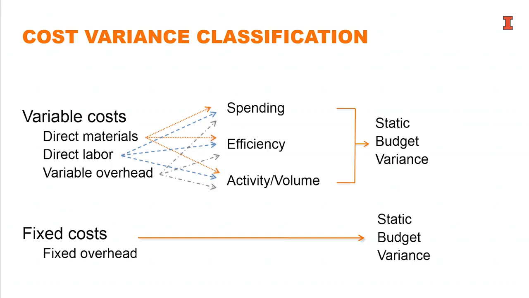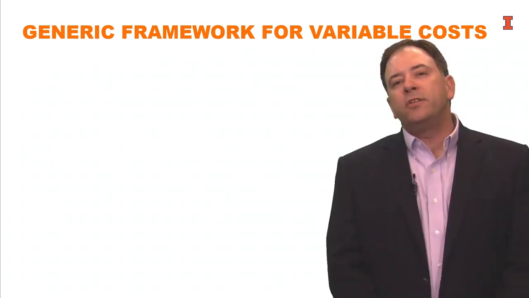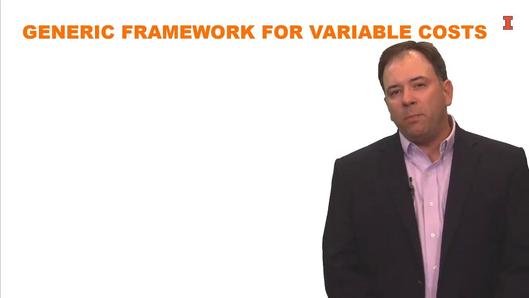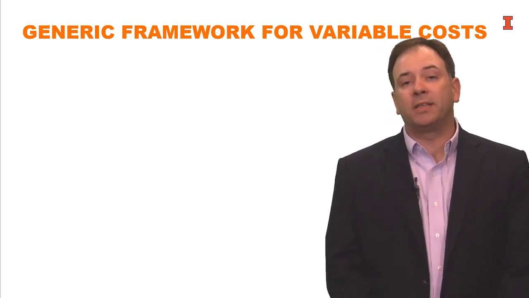Now, one important distinction is that between variable costs and fixed costs. And I'll get into the details of the logic and reasoning later, but fixed cost variances are calculated in a much more simple manner. Ultimately, we'll have just a generic static budget variance for fixed costs. There are some exceptions to this, and we'll see that in a future lesson. So let's introduce a generic framework for calculating variable costs. It will help us to simplify this very complex setting.